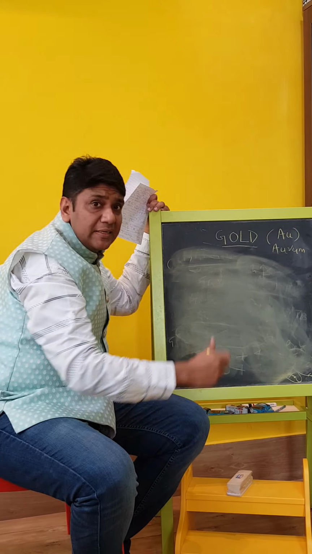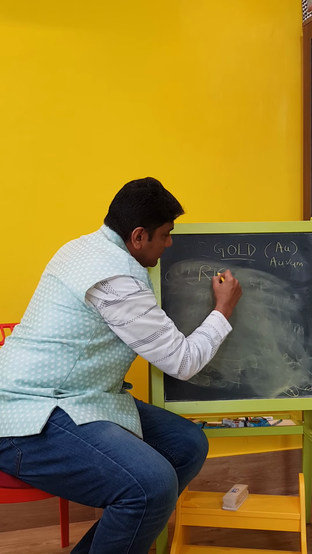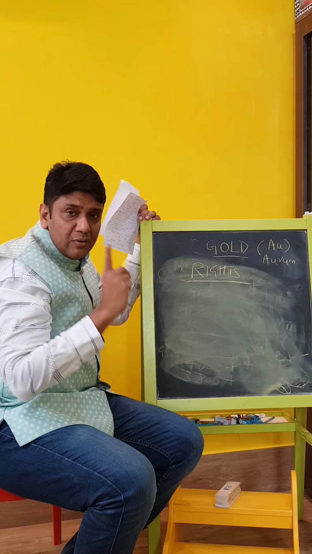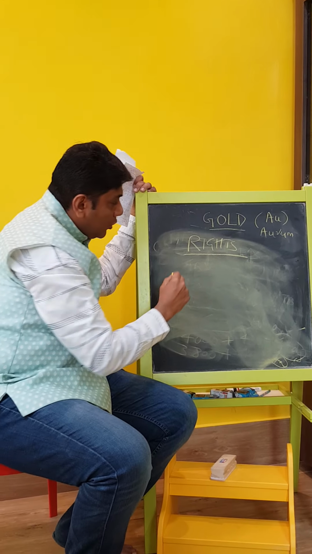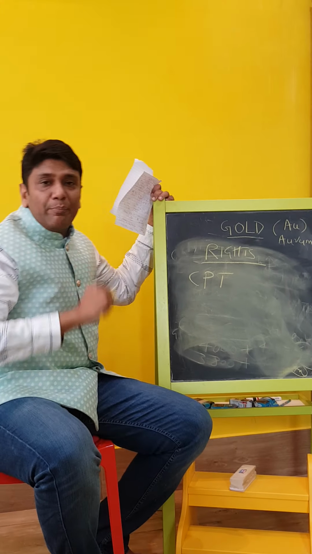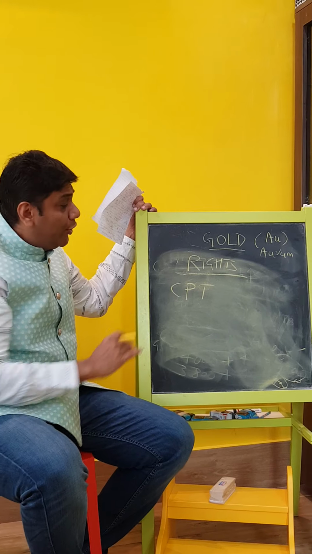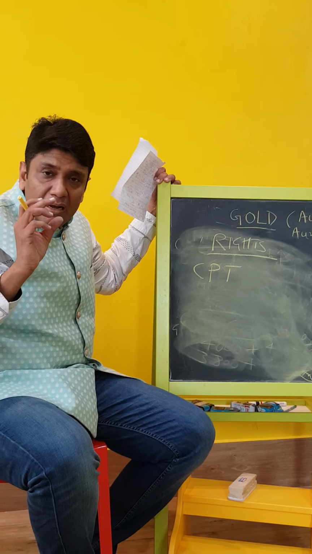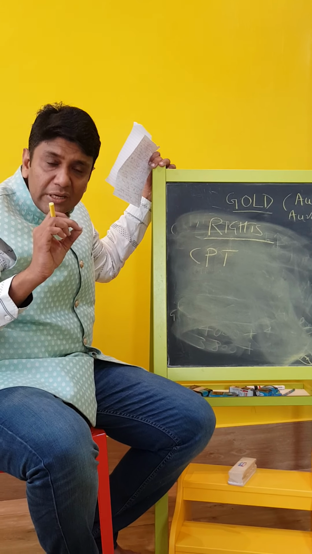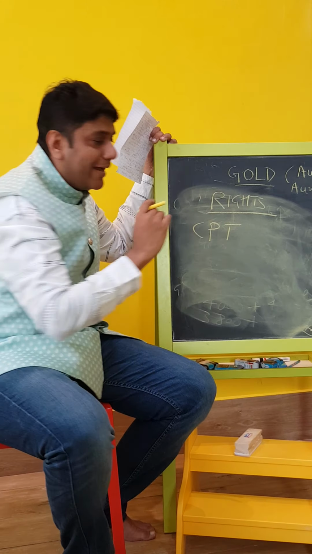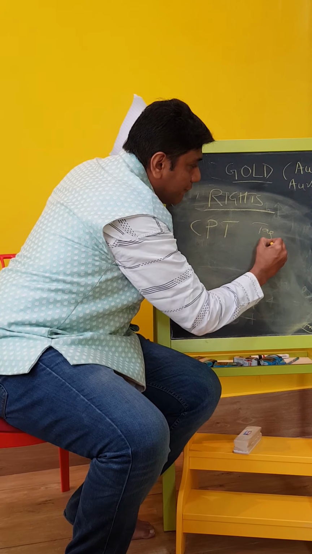And I will explain certain rights of the customer. One, go to a jeweler who has got a clear price tag policy, CPT. What do you mean by CPT? CPT means the jeweler should mention on the tag what the making charges are, what the weight is, and what the value of the stones is. Check for this.